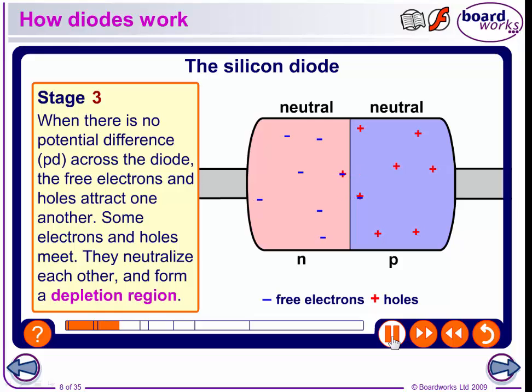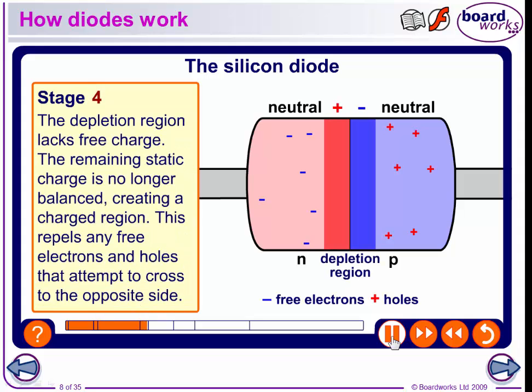When there is no potential difference across the diode, the free electrons and holes attract each other. Some electrons and holes meet and they neutralize each other and they form a depletion region between them. The depletion region lacks free charge. The remaining static charge is no longer balanced, creating a charged region. This repels any free electrons and holes that attempt to cross to the opposite side, so as it stands it will not conduct.